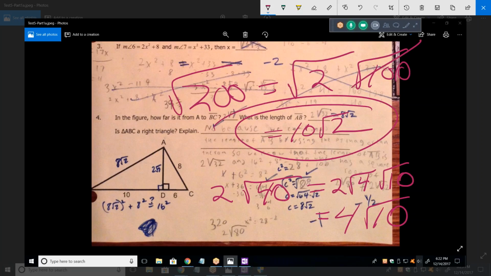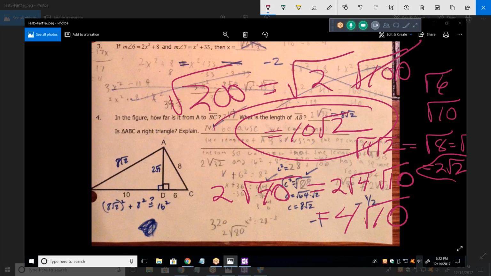The numbers you cannot simplify: root 6. You cannot simplify root 10. You can simplify root 8 because that's root 4, excuse me, that's root 4 times root 2. So root 8 is 2 root 2. So the only ones you simplify are the numbers that you can pull a whole number out of.